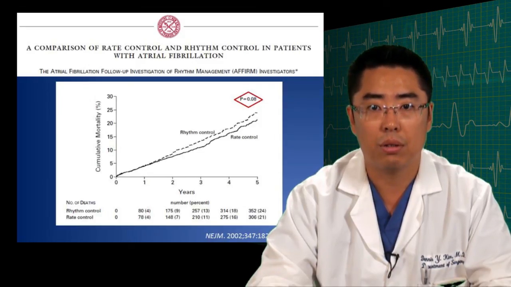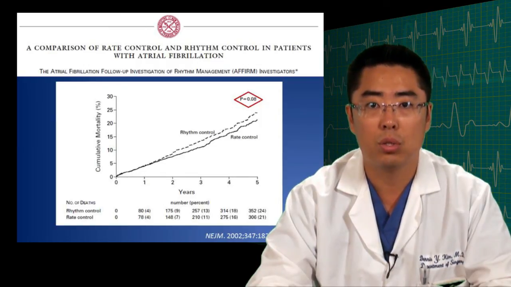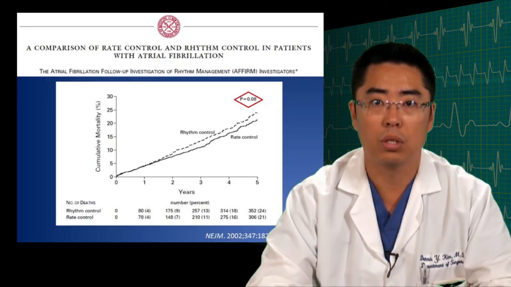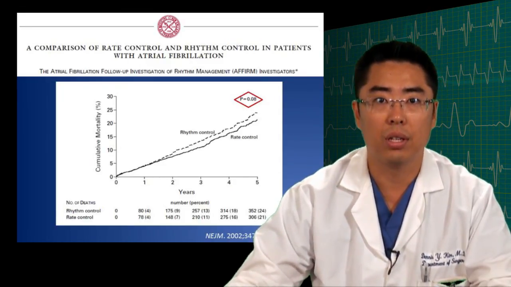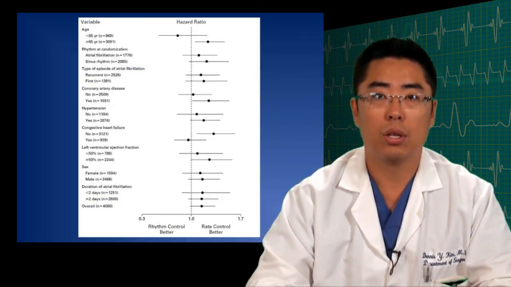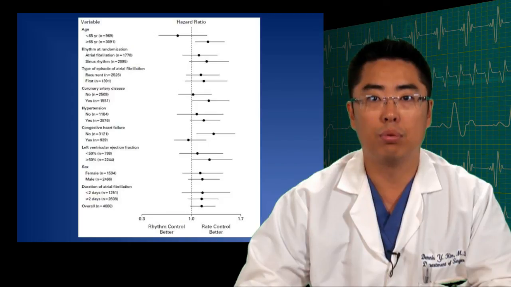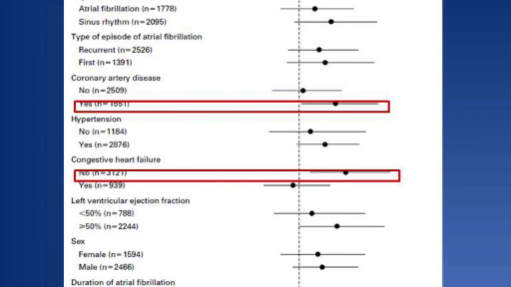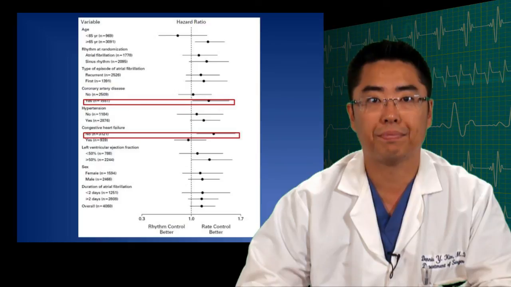This Kaplan-Meier survival curve demonstrates that in fact there appeared to be a trend towards improved survival in patients undergoing rate versus rhythm control. However, again, this did not reach statistical significance. In unadjusted subgroup analysis, 2 groups demonstrated improvements with rate control: patients with underlying coronary artery disease, as well as patients with no history of congestive heart failure.